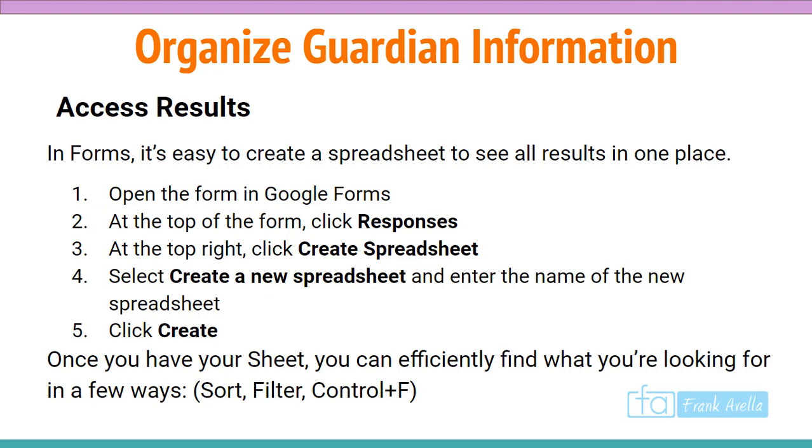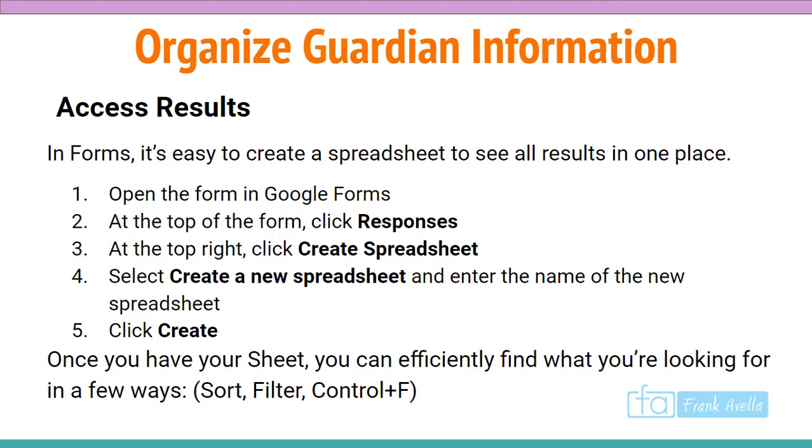Okay, access the results, right? So what are we talking about with forms here? Decide what information you want to get. Again, this is all organized guardian information. What information do you want to get? Then create the form, then send the form. Now, after you sent it to them, what do you have to do? You've got to access the results.